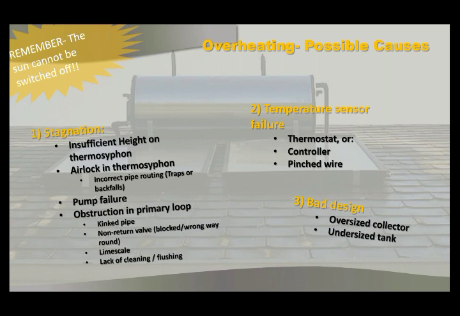Insufficient height on the thermosiphon. So if you've got a thermosiphon system where your collector is flat to your panel, or I've seen a few that in fact the collector, if you were to measure it accurately, probably comes about halfway up the geyser, which of course is not going to work. Or an airlock in the thermosiphon, which would be caused by pipe routing that dips or creates little water traps or air traps, or a backfill of one of the primary flow or return pipes. All of those things will result in stagnation.